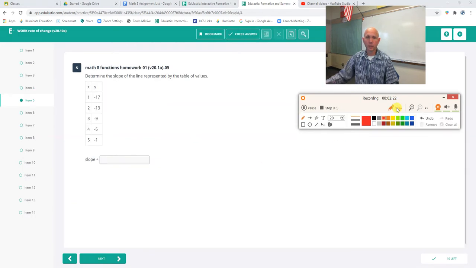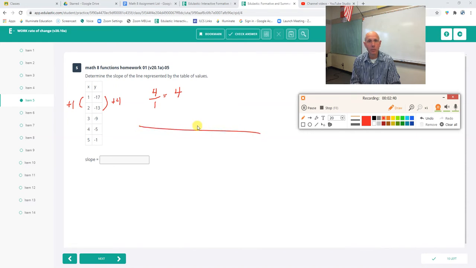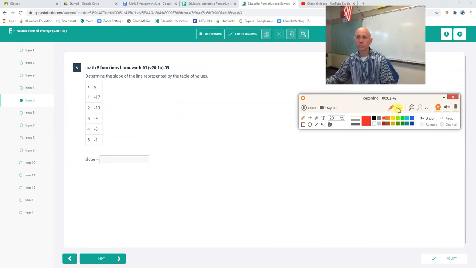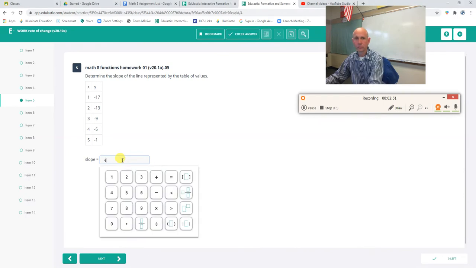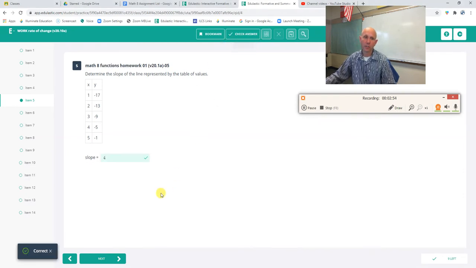Let's determine the slope here. 1 to 2 is a 1. -17 to -13, that actually went up by 4. So my rise is 4, my run is 1, which means my slope is 4, right? If this is a number line, if I was at -17 and now I'm at -13, that means I went up by 4. So my slope is 4. Checking my answer. Looks good.